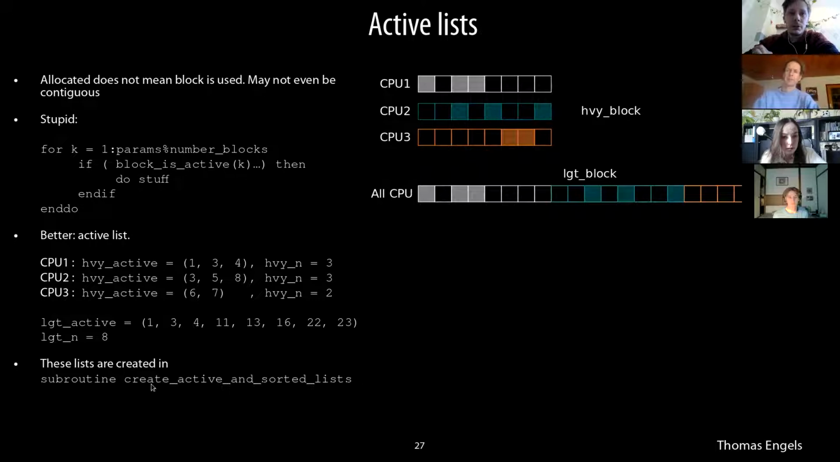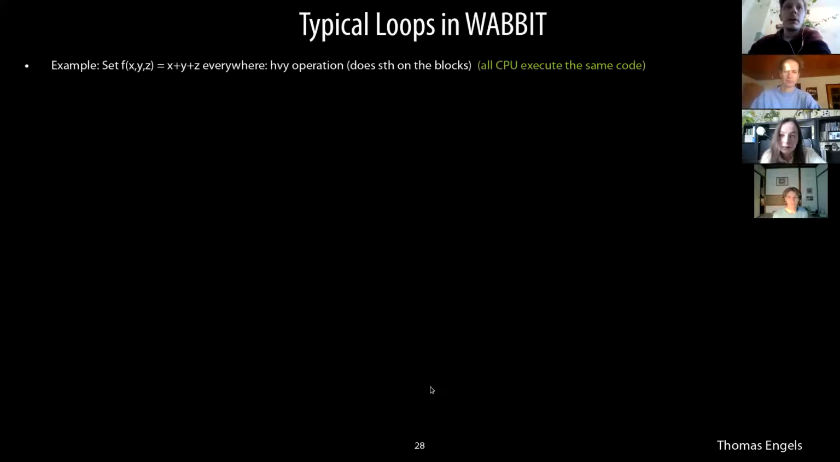And they are computed in this function that I'm not going to go into detail. So a typical task in WABBIT would be, just to have an example, to make it a bit more practical, please set the function f, which is x plus y plus z, everywhere in the code, on the grid.